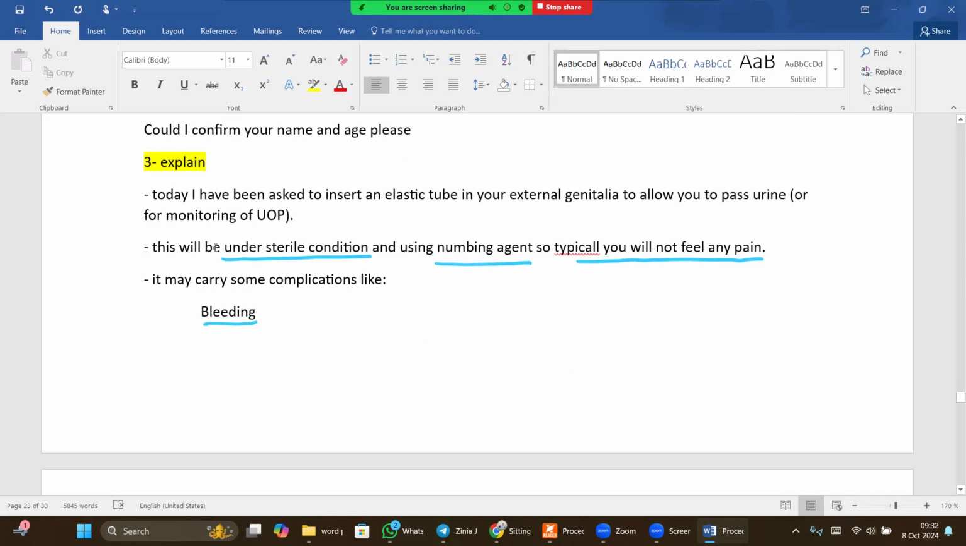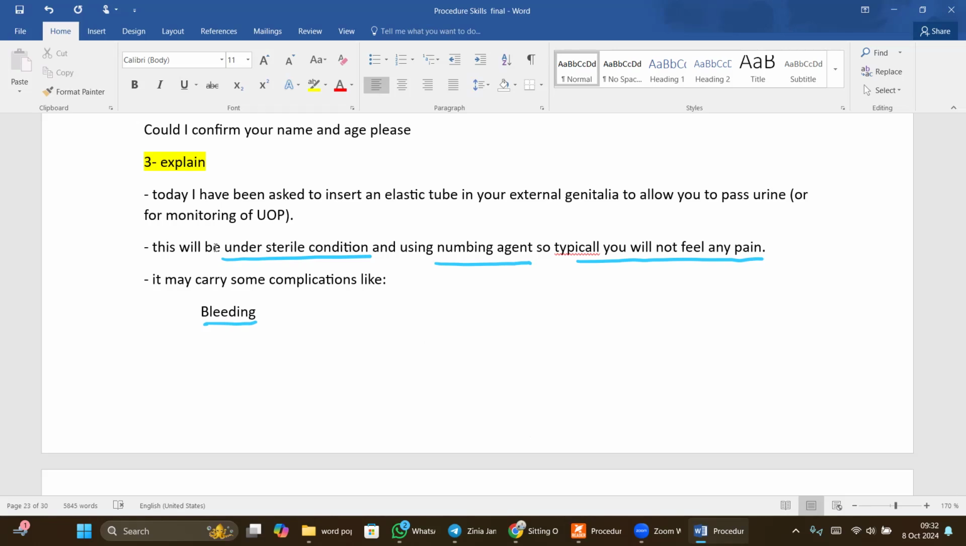Then explain the procedure. Today I have been asked to insert an elastic tube in your external genitalia to allow you to pass urine, or for monitoring the urine output. This will be under sterile condition and using some numbing agent, so typically you will not feel any pain. It may carry some complications like bleeding. So in this part, I am explaining the procedure as well as why I am going to do this, I mean the indication, the risk and the complications of the procedure.